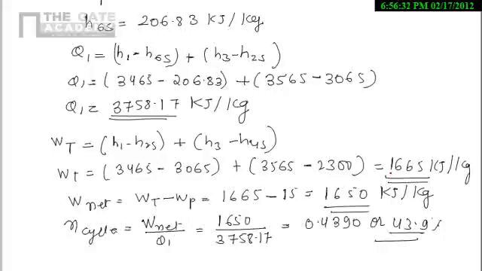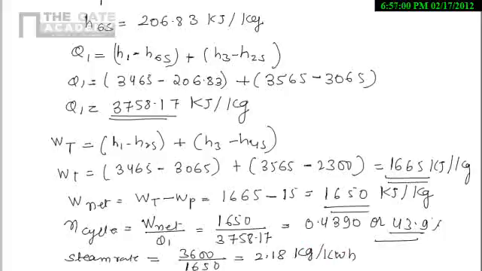Now one more thing, steam rate. So we are having the work done is 1650, so we can easily calculate the steam rate. So calculating steam rate is very simple. We have to take 3600 divided by our net work done. So net work done is 1650. So we will get the value 2.18 kilogram per kilowatt hour. If you want the steam rate in kilogram per kilowatt hour, then you have to divide 3600 by W net. So by this way, we can get the steam rate value.